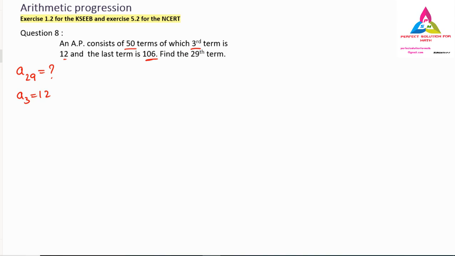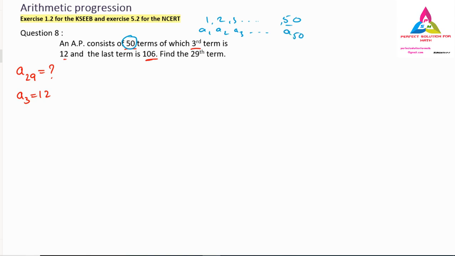Remember, here which term they have not mentioned, they have given the last term. Which term is it? In the question itself they have given the answer for you. So if you read once again, an AP consists of 50 terms, means 50 terms are there in one AP. If you write for example 1, 2, 3, and so on, there are 50. Like this you have 50 terms, A1, A2, A3, and so on, till A50.